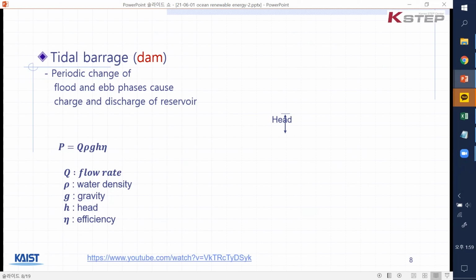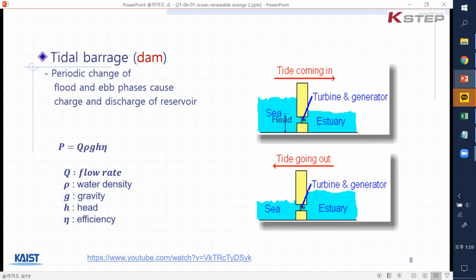Okay, then for the tidal barrage, the dam, we can calculate using an equation, right? So there are flood and ebb phases, and the power generation depends on flow rate, water density, and gravitational acceleration. Head is the height of the water, and there is efficiency. So something is the same. We can have a YouTube video here.